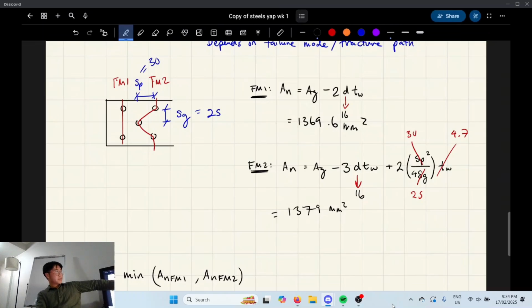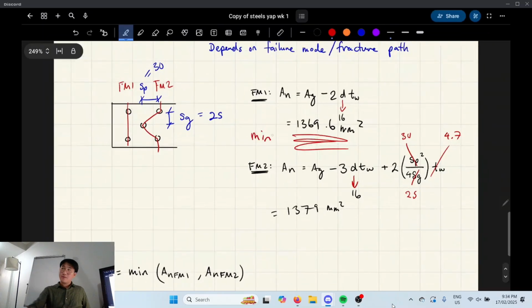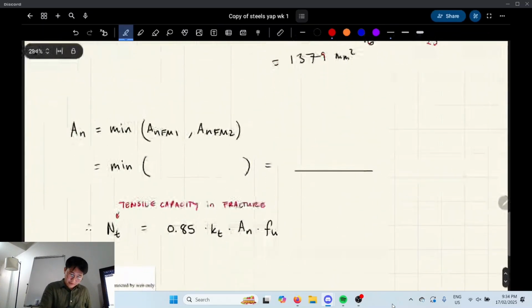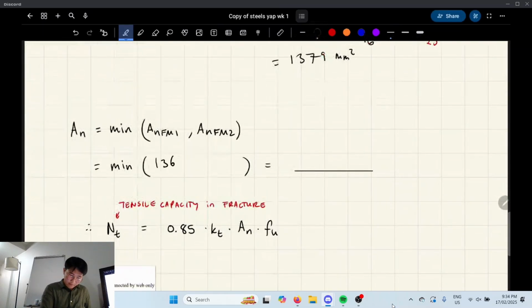And then you compare the 2 though. So which one are we actually going to choose? The smaller one. Exactly, because we do the minimum of the AN, the net areas. We're going to take that. And then we essentially just take the small one. So now that we have that, that's that.